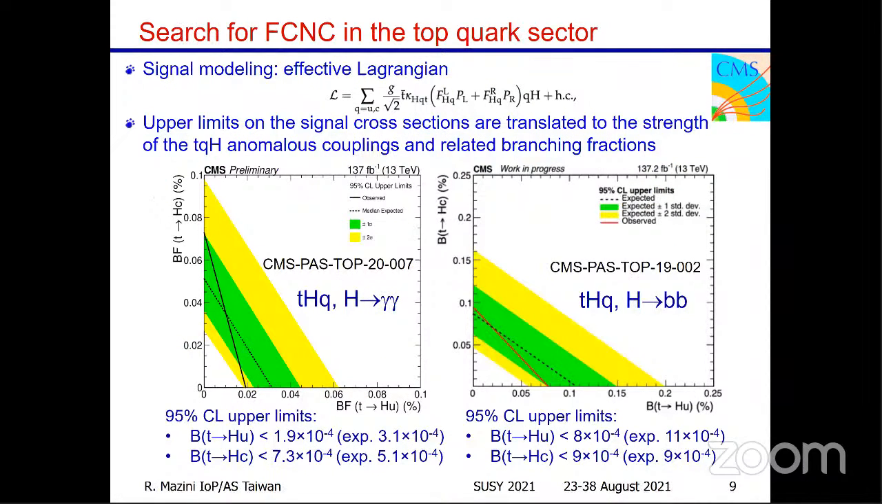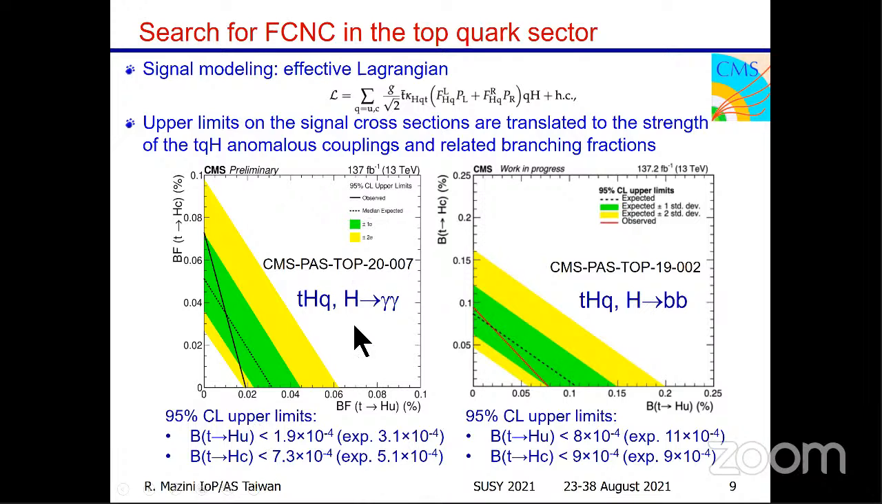Starting with CMS. They searched with an effective Lagrangian with right-handed coupling that could include an FCNC mechanism. Upper limits on the signal cross-sections are translated, of course, to the strength of the TqH anomalous coupling and related branching ratios, and they have produced these results for THQ with Higgs decaying to diphotons or Higgs decaying to BB bar, as shown in these two plots. And then they can compare their expected significance with respect to the observed one in the branching ratio of T decaying to HC or T decaying to HU. Similar things are also in the H to BB bar final state.